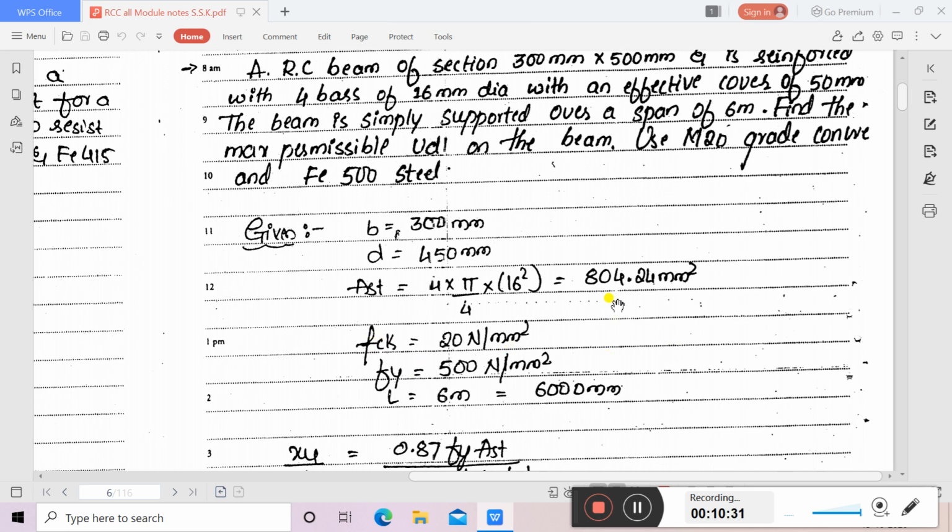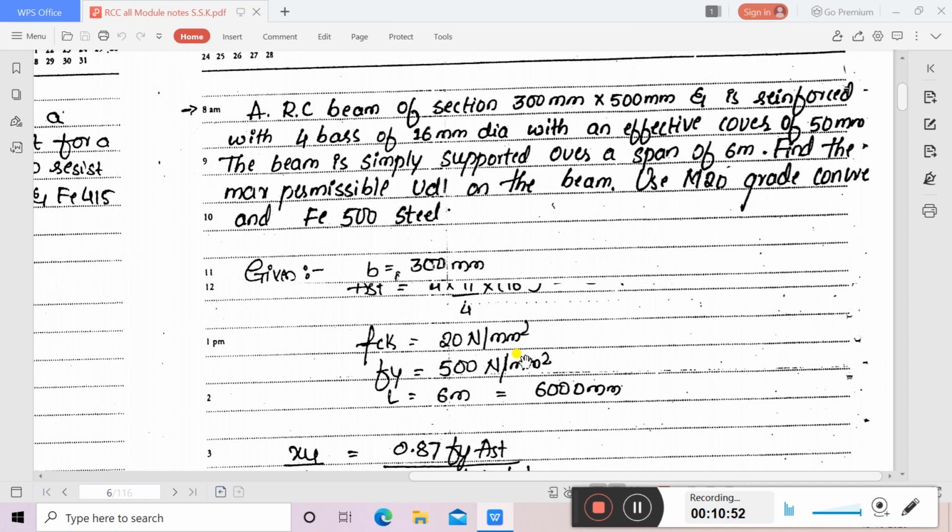And the grade of concrete, how much is it? M20, that is fck is equal to 20. Here fy is 500 Newton per mm square. This is the grade of steel. A different grade of steel is used here, that is fy is equal to 500 Newton per mm square. And the length of this beam is how much? 6 meter, that is 6000 mm.